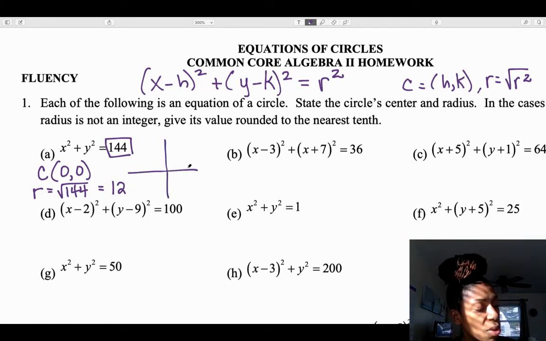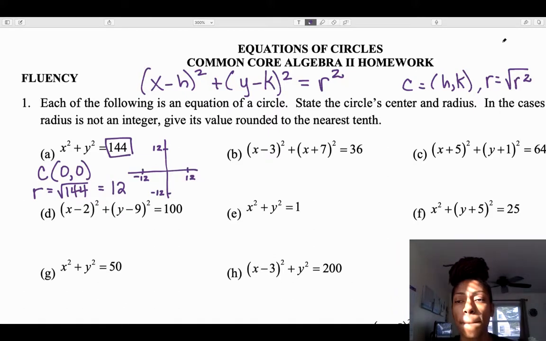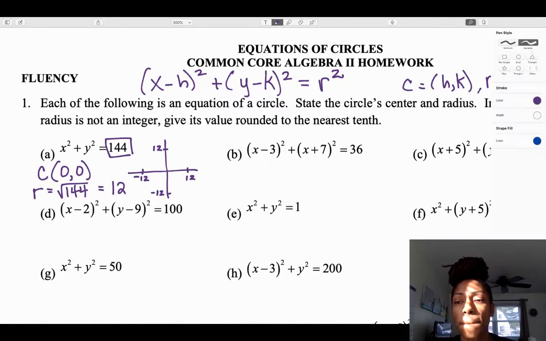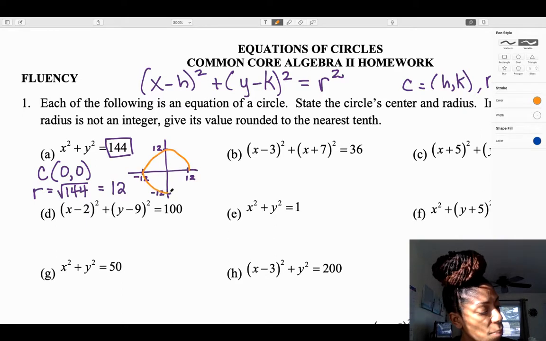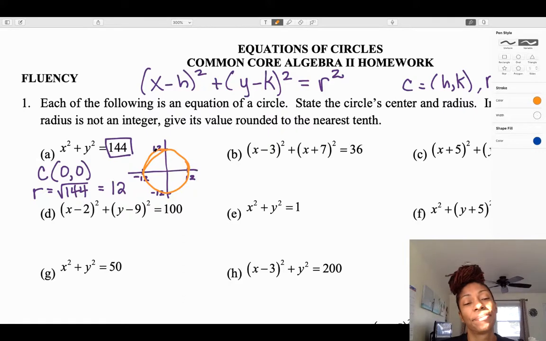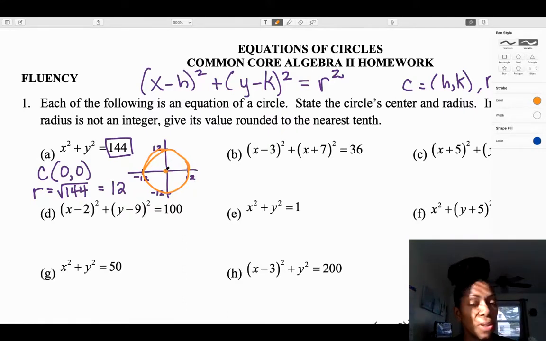If I had to do a sketch, this would be the edges of the circle. Something like that, where the center is at (0, 0).